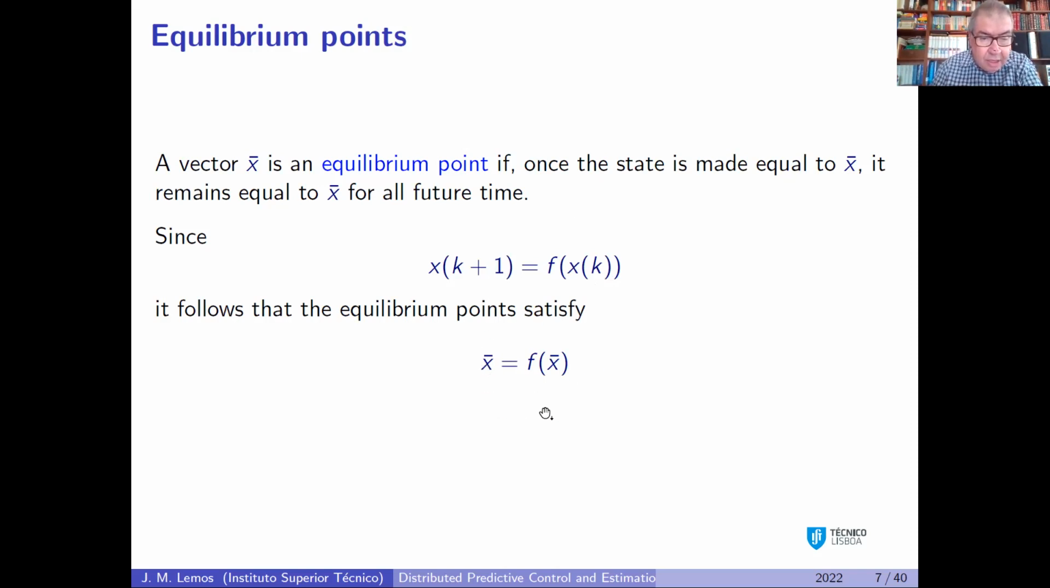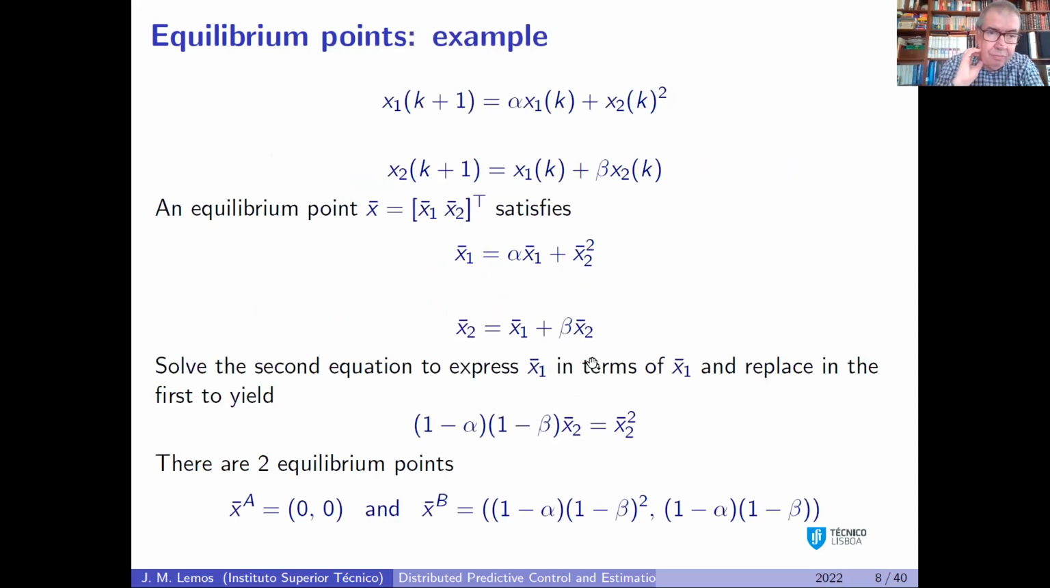Okay, and to find the equilibrium of a nonlinear system, you have to solve this in general nonlinear equation, and you can have several solutions. Let's see one example. Suppose that you have the system defined by these two equations. So we have, this is a second order system. You have a nonlinearity here. Okay, so this is x2 squared.